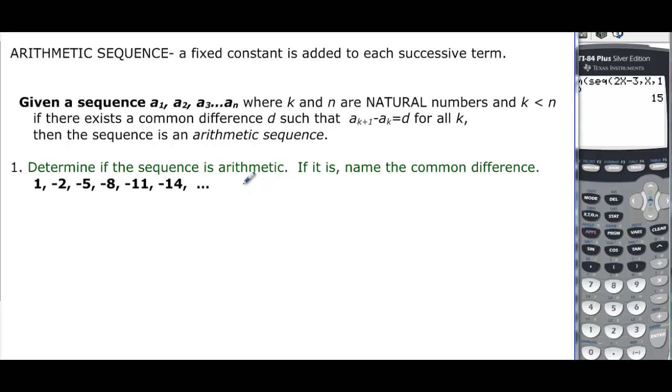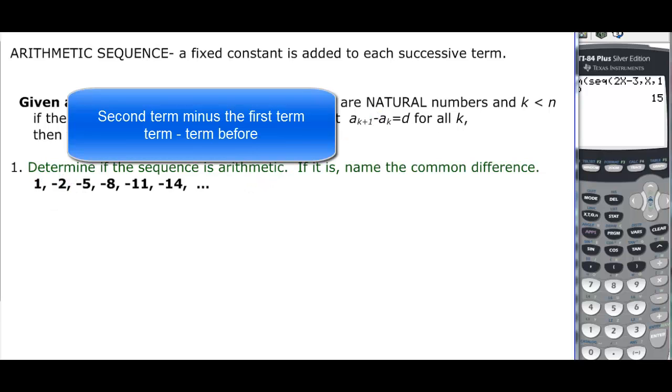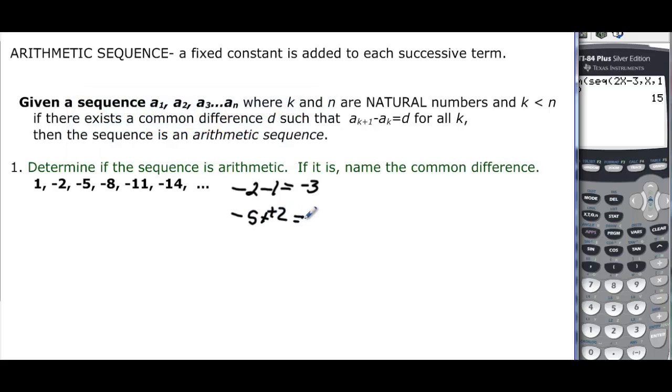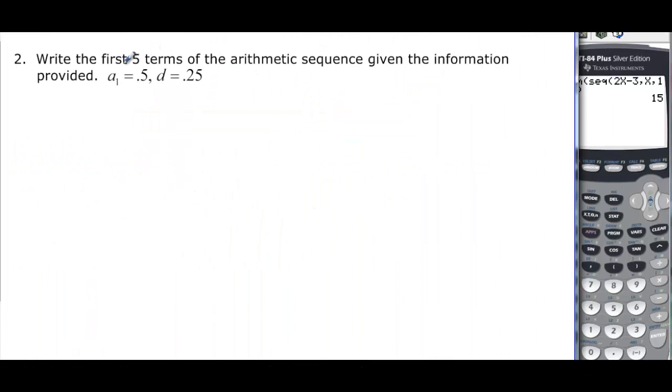This really just means take the second term and subtract the first one, a sub k plus 1 minus a sub k. So you're going to take negative 2 minus 1, and that's going to give us negative 3. And we're going to take negative 5 minus a negative 2, which is really plus 2, and get negative 3. And negative 8 minus a negative 5, which is really plus 5, so we have negative 3. Or negative 11 plus 8 would give us negative 3. Negative 14 plus 11 is going to give us negative 3, so the common difference is negative 3, and this is arithmetic.